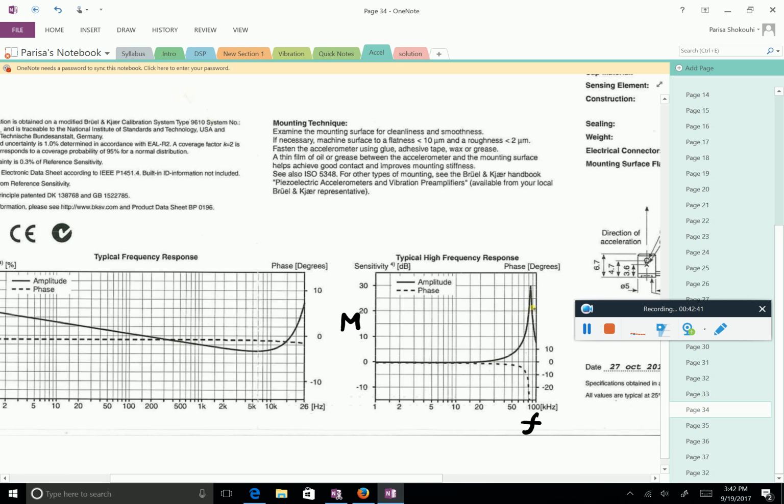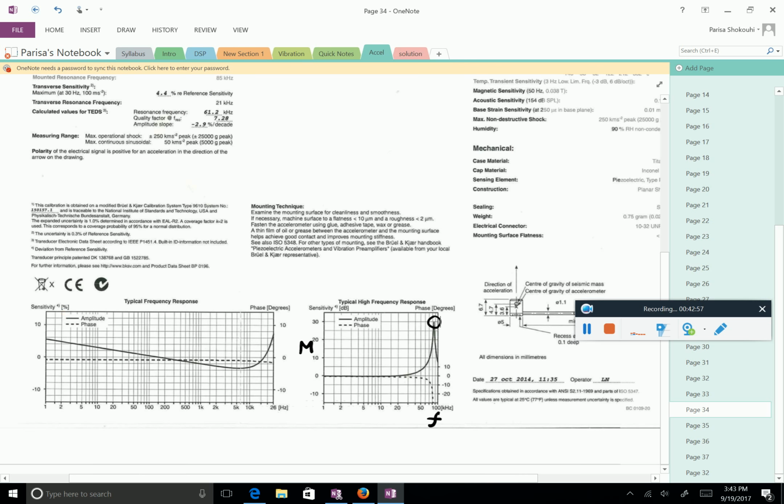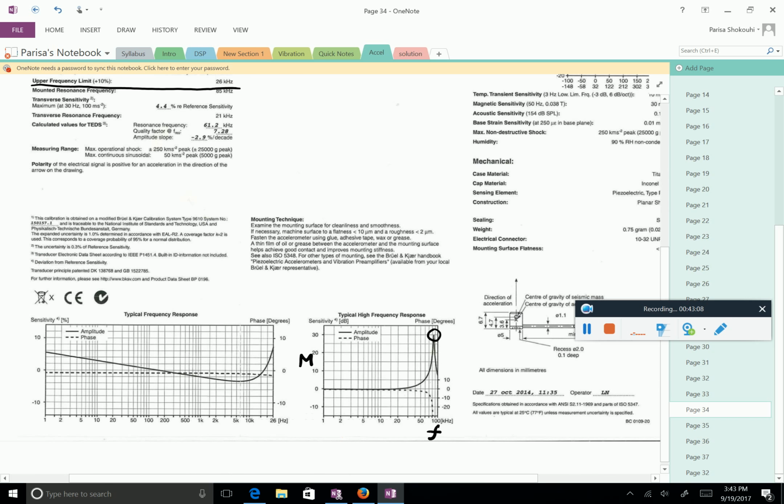And this accelerometer has a resonance here. The resonance frequency is much larger than the frequencies it is being used for. Typically, we use it for up to about 25 kilohertz, and often even less than that. The difference between the left and right is that this is just up to 26, and the other one is up to 100 kilohertz. So you see a zoomed in version to the left.